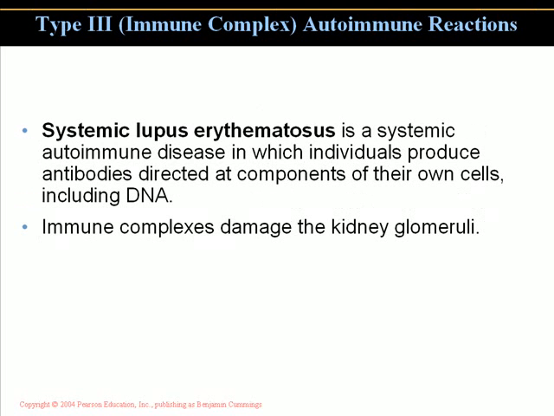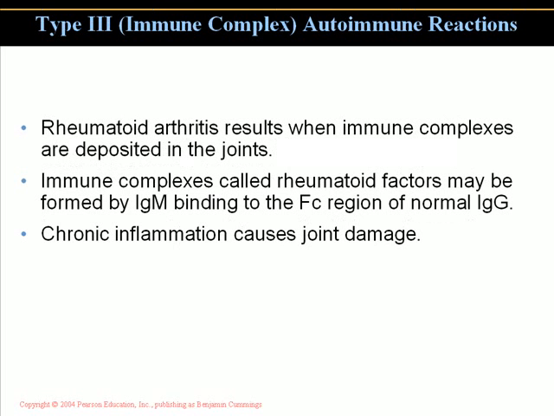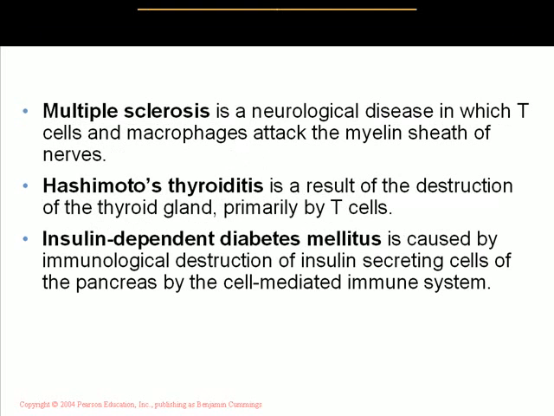Type 3 immune complex autoimmune reaction. This is an example that we see with systemic lupus erythematosus. This is a systemic autoimmune disease in which individuals produce antibodies directed at a component of their own cells, including the DNA. Immune complexes damage the kidney and glomeruli. In rheumatoid arthritis, this is a result of immune complexes that are deposited in the joints. Immune complexes called rheumatoid factor may be formed by the IgM immunoglobulin binding to the Fc region of the normal immunoglobulin. Chronic inflammation causes joint damage.